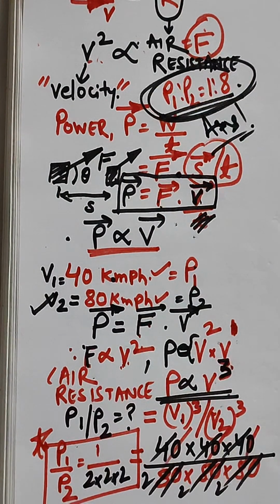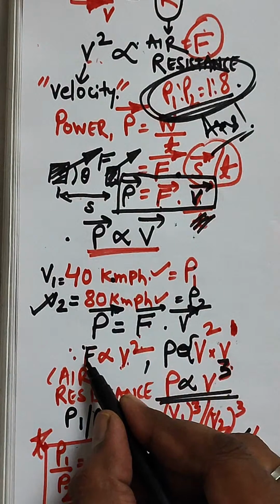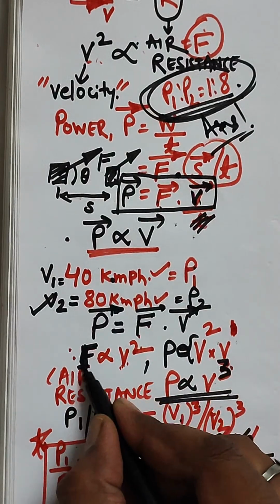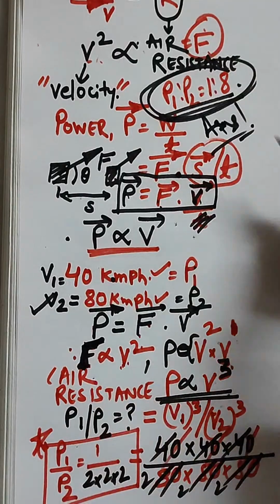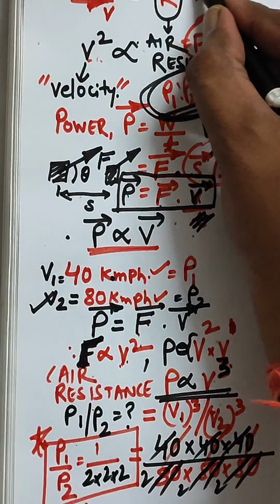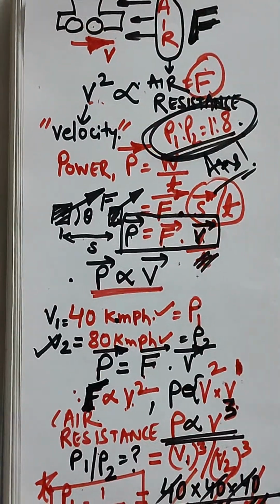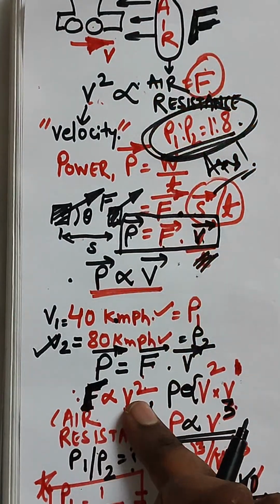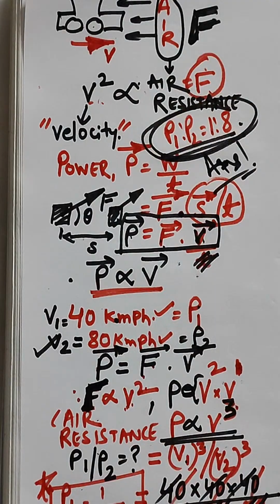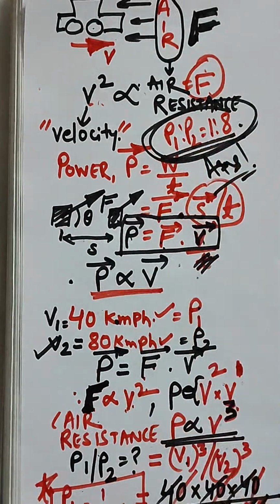A moving car encounters air resistance which is proportional to the square of the speed of the car. That means this is the air resistance force. The air is applying some force and trying to restrict the motion of this car. This is proportional to the square of the velocity or speed of the car. The ratio of the power required at 40 km per hour to that at 80 km per hour was required to be calculated, and we have calculated its answer is 1 by 8. So 1 by 8 is your answer.